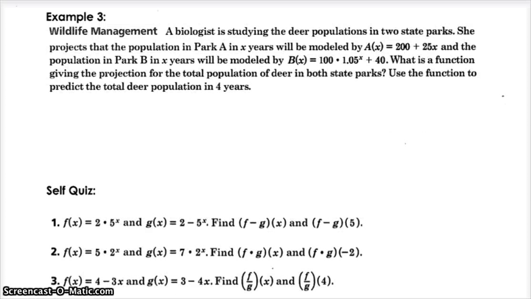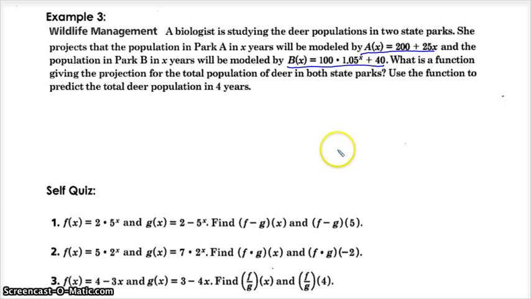All right, talking about a little wildlife. I've got a biologist studying the deer population in 2 state parks. She models both parks with a function. So the population in Park A after x years is modeled by the function a of x equals 200 plus 25x, and the population in Park B in x years will be modeled by b of x equals 100 times 1.05 to the x plus 40. What is the function giving the projection for the total population of deer in both state parks?